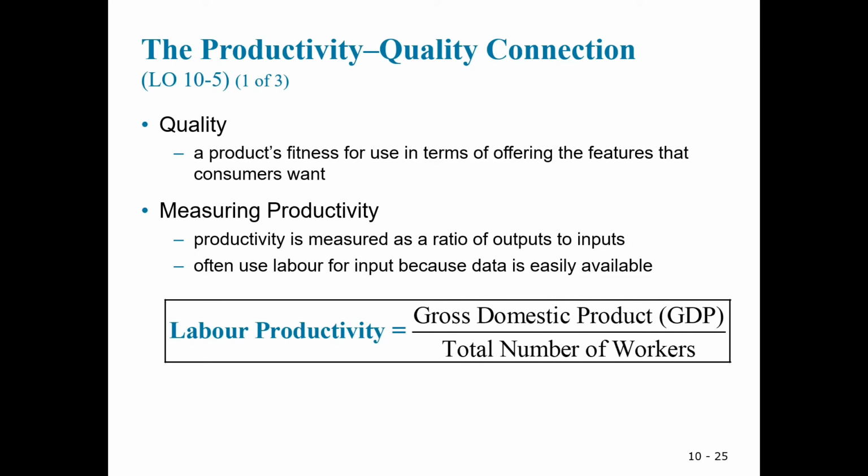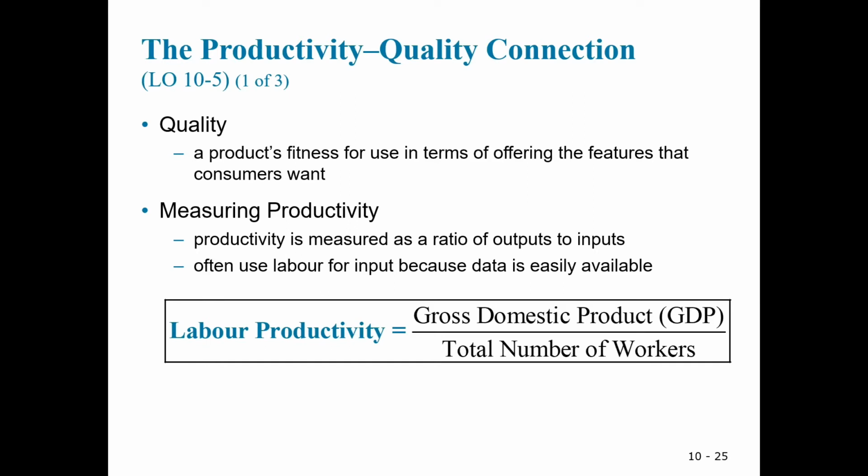The productivity-quality connection. By producing more of the right things with fewer resources, everyone, the economy, businesses, and workers, benefits. Productivity is a measure of economic performance that compares how much is produced relative to the resources used to produce it. Quality means the product's fitness for use through offering features that customers want.